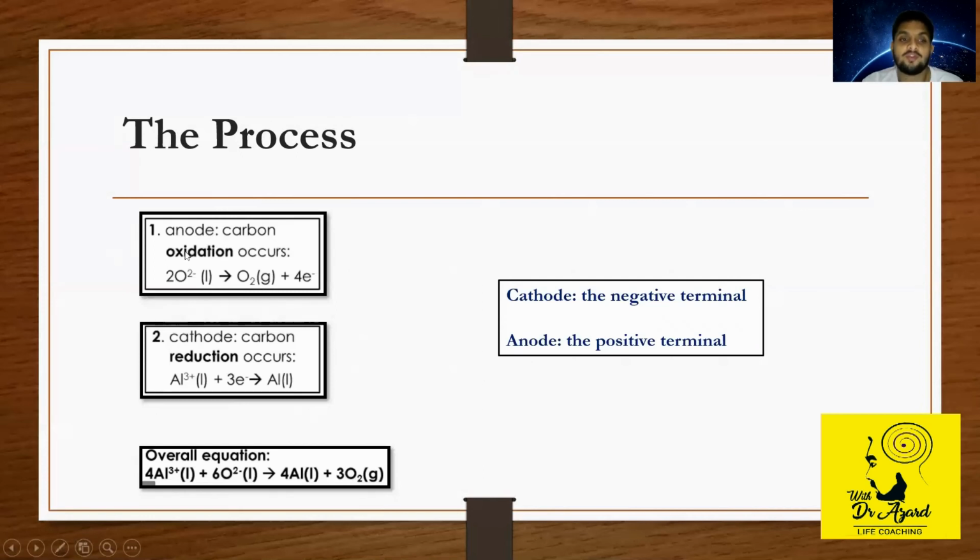So here we go. This is the reaction that happens at the anode. The oxide ion will oxidize to form oxygen. Whereas at the cathode, aluminium ions will reduce into aluminium. So at the cathode, you will find reduction, and at the anode, you will find oxidation. And then you will find the overall reaction.